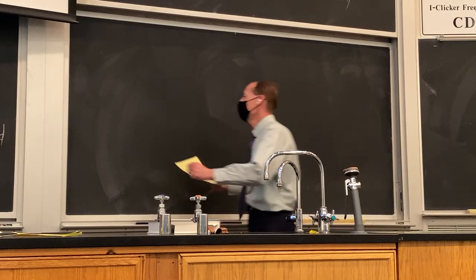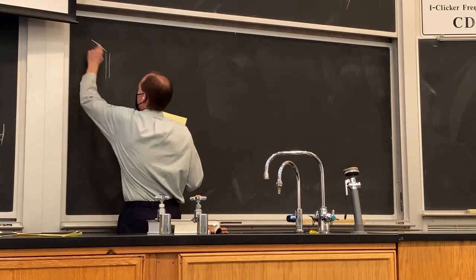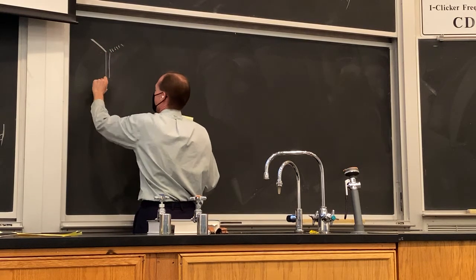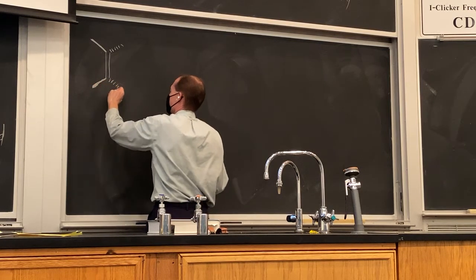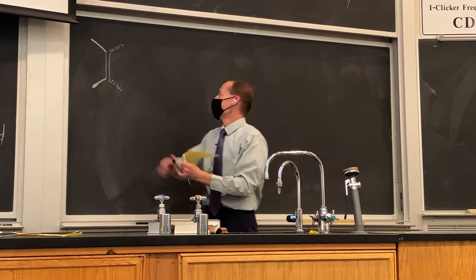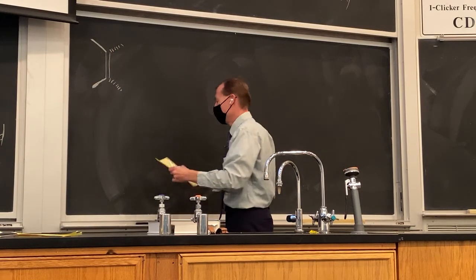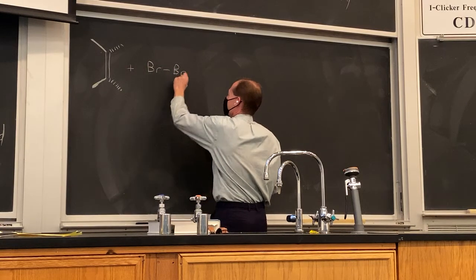Okay, so I'm going to draw an alkene, and I'm going to use wedges and dashes to show that my alkene is perpendicular to the chalkboard. Okay, so this alkene is like this, perpendicular to the chalkboard. Okay, we're going to react it with bromine.